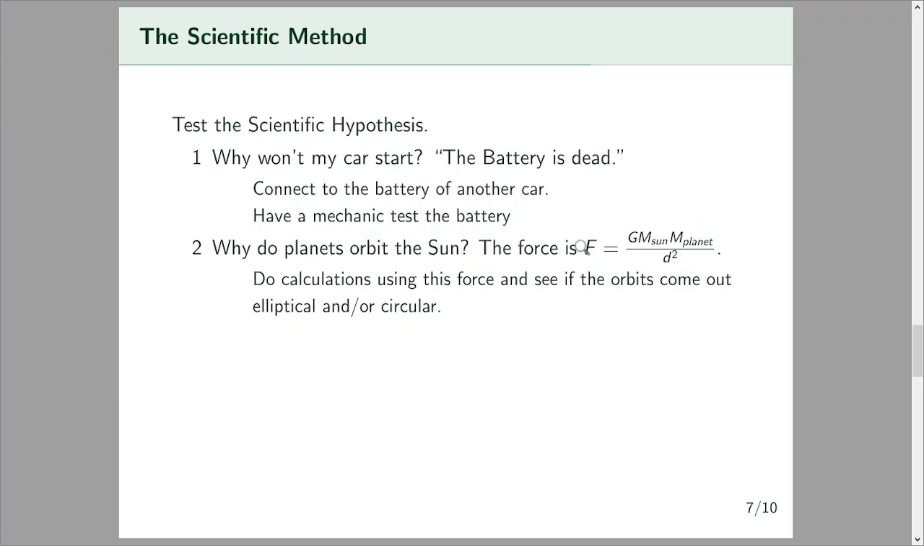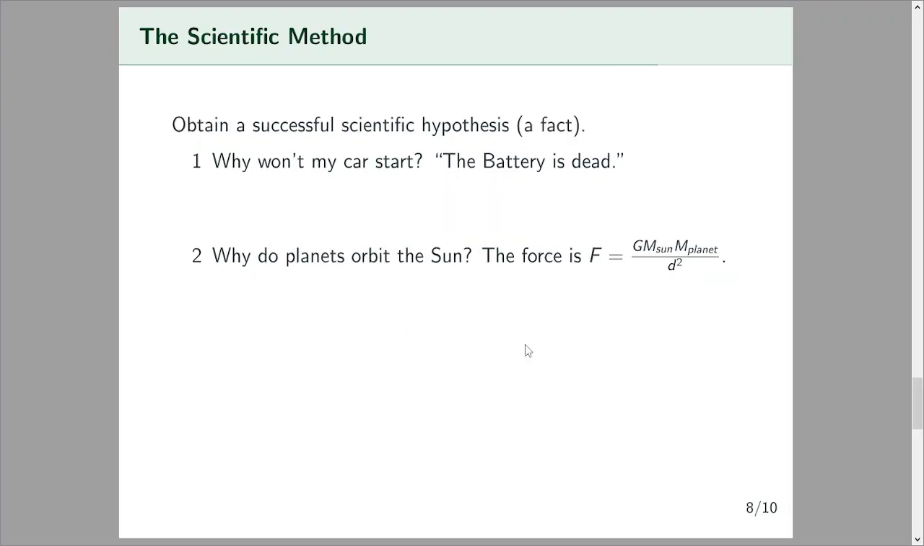In fact, that's what happened. This formula was tested, and it turns out it produced these weird ellipses and these circles and all kinds of different shapes that we see when we study these objects. And so now I have a successful scientific hypothesis. Maybe I said the battery was dead, I took it to a mechanic, showed it was dead, and so now I have a fact on my hands, right?